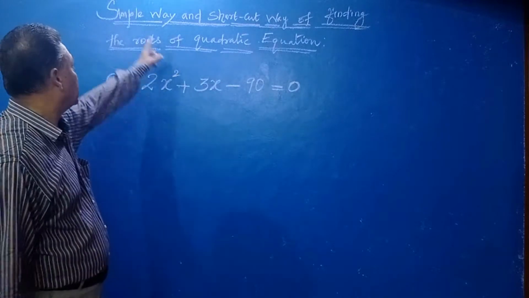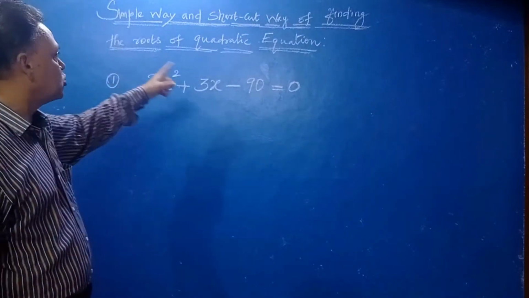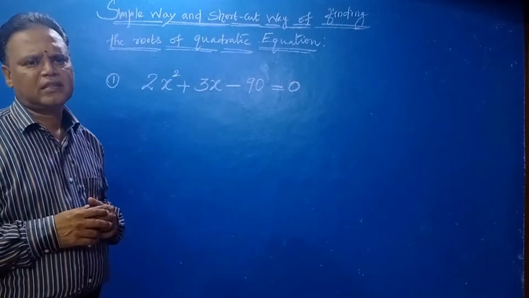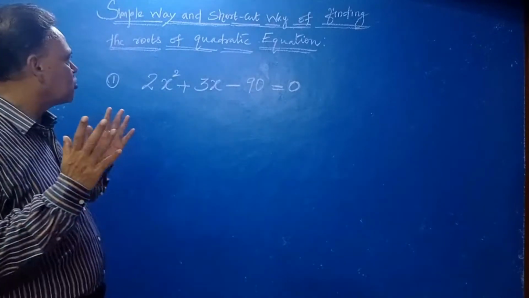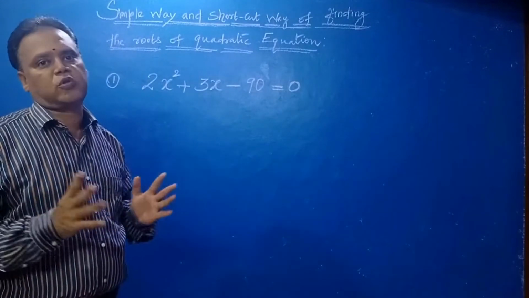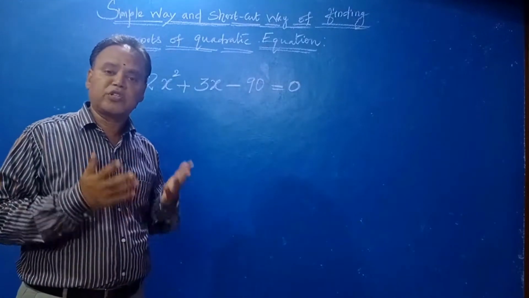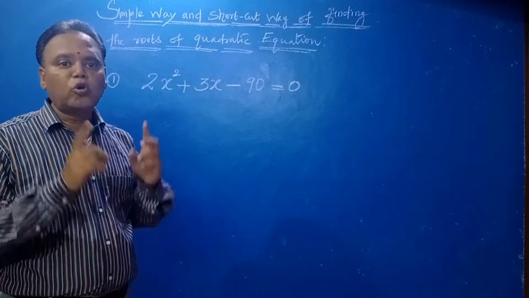So we will see a simple way and a shortcut way of finding the roots of a quadratic equation. Roots means zeros. You already studied this in the polynomials chapter. Clear? Any quadratic equation has two roots.